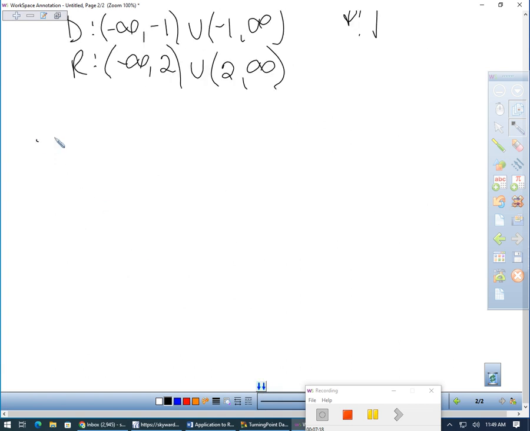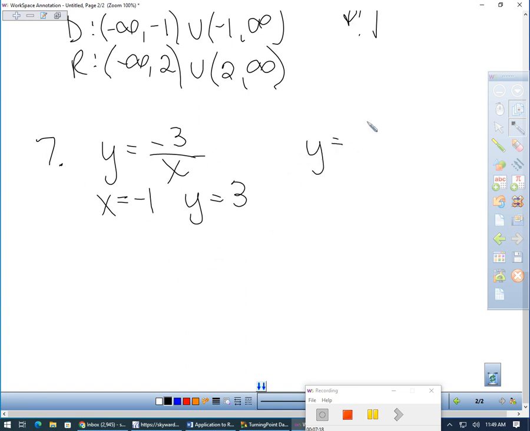For number 7, if we have the parent function y equals negative 3 over x, and we are going to have a vertical asymptote at negative 1 and a horizontal asymptote at 3, it changes this equation into y equals negative 3 over x plus 1, because again, you have to add it over, and plus 3 at the end.